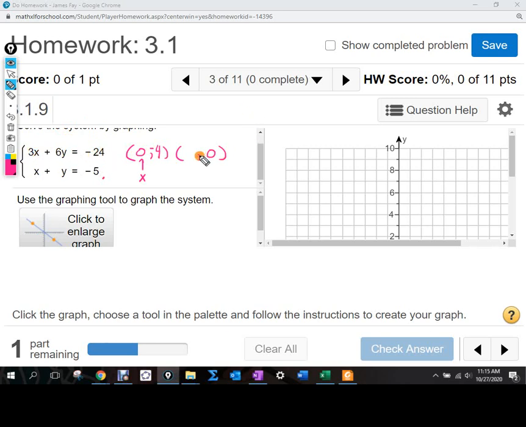Okay, now over here, I'm telling you that my y value is 0. So that goes away when I substitute. And I'm left with 3x equals negative 24. If 3x equals negative 24, does that make x negative 8?